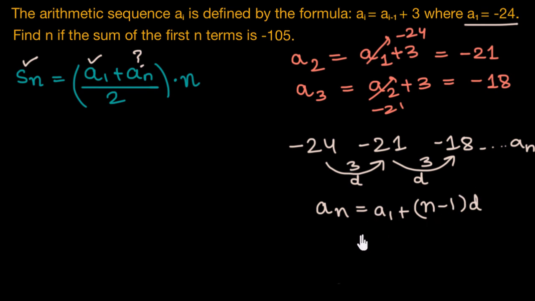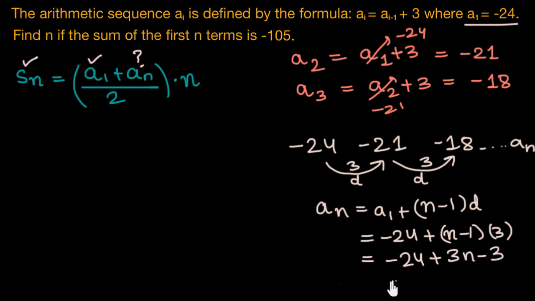Now, a_1 is given to us as negative 24, n is something that we are still figuring out, and d is 3. So let's simplify this expression. I'll distribute 3 over n and negative 1. So this would become negative 24 plus 3n minus 3. And on simplifying this, we'll get a_n equals 3n minus 27.